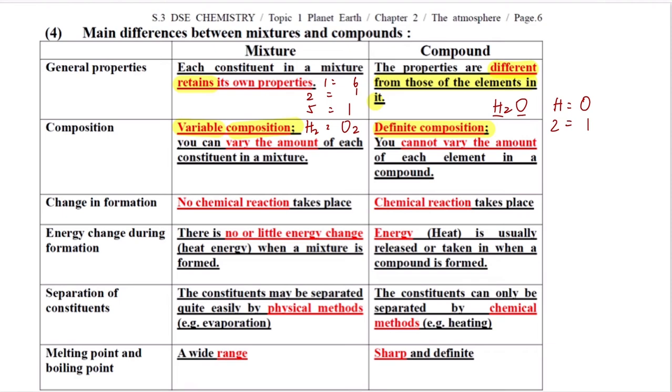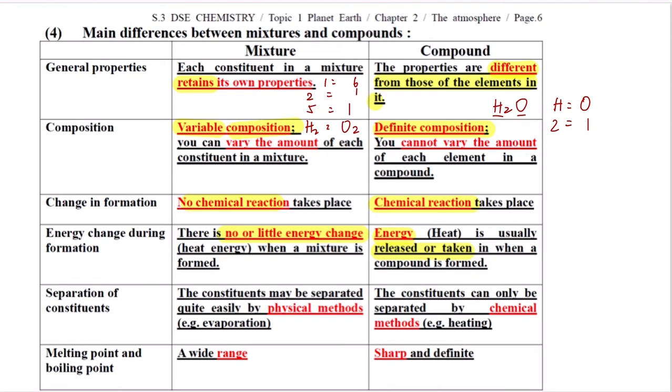Okay, and then change in formation: there is always no chemical reaction for a mixture, but a chemical reaction takes place when we form a compound. And energy is involved. But for a mixture, we just mix them, then it's okay, without any energy change or only a little bit of energy change.